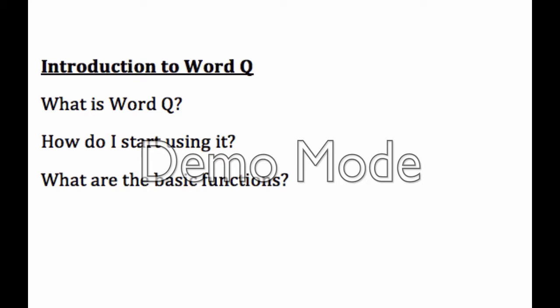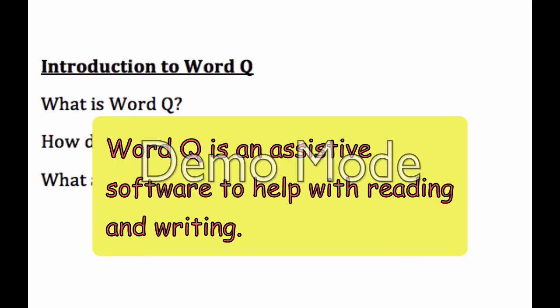As an introduction, WordQ is an assistive software which can help you with reading and writing in any computer application. The particular version of WordQ that we're going to be touring today is for a Mac, but there's also a PC version that works in much the same way.